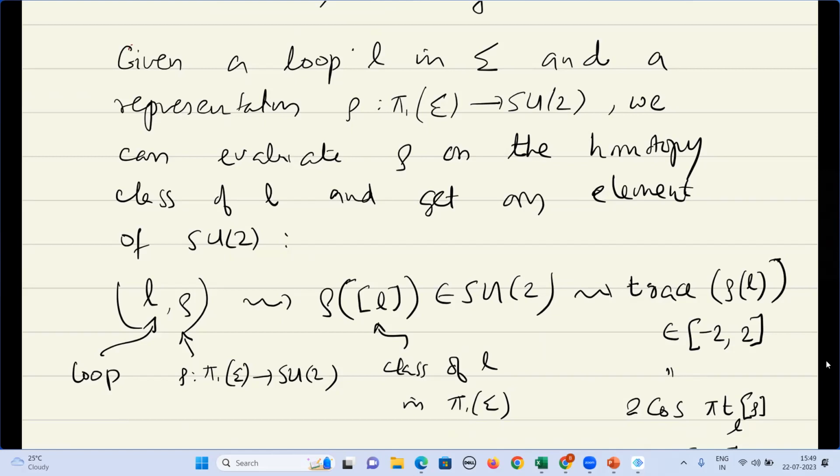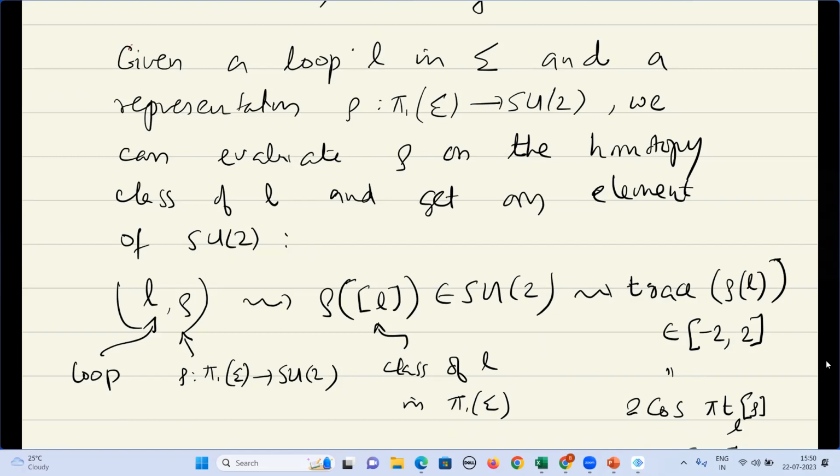So let me repeat. I'm fixing the loop L, and I must give a function on the space of representations. Namely, take any representation, evaluate the representation on the fundamental group element given by this loop, take the trace of that, write it as twice cos of pi times a real number in the interval 0, 1, and take that real number. That is the function that I associate to one loop.